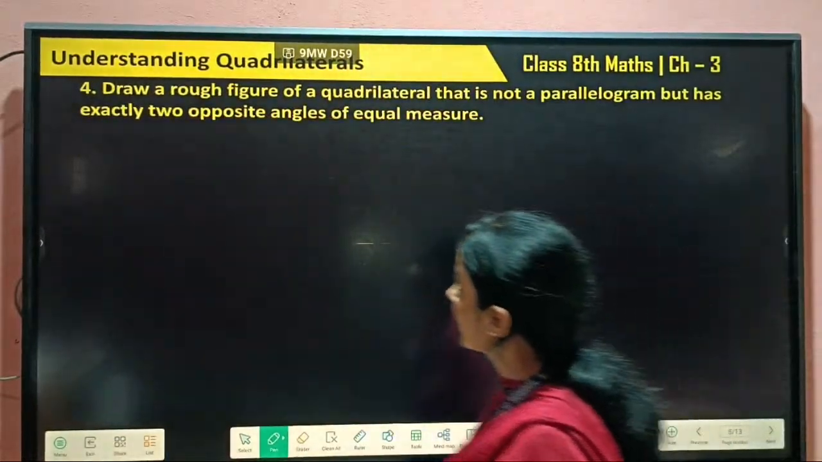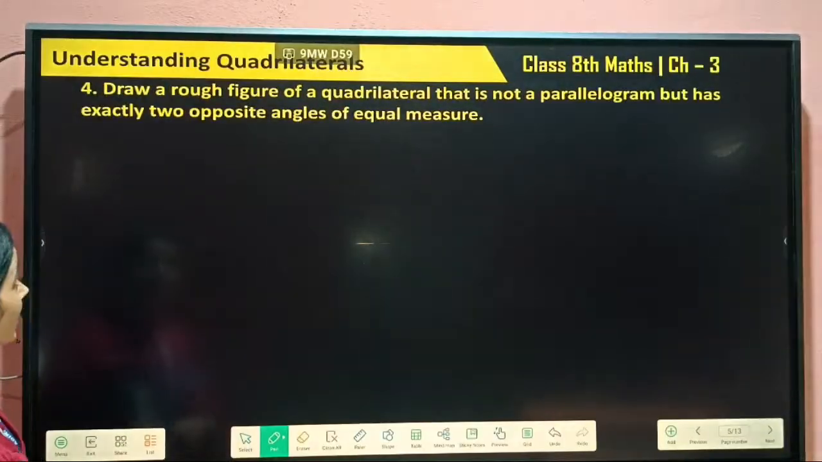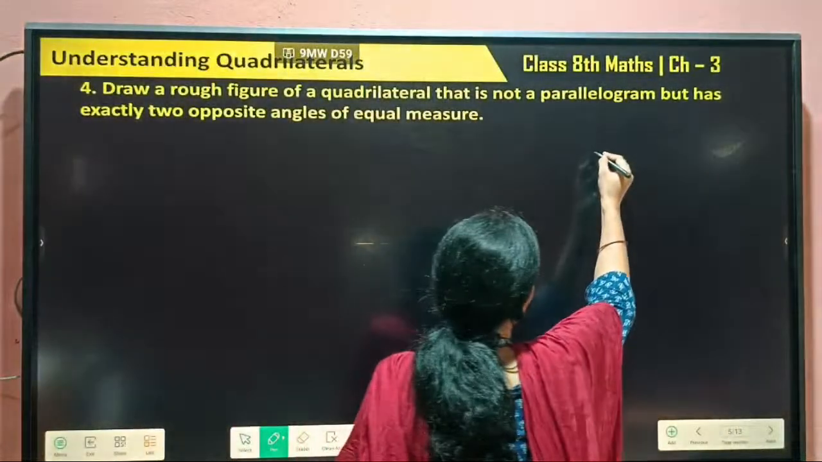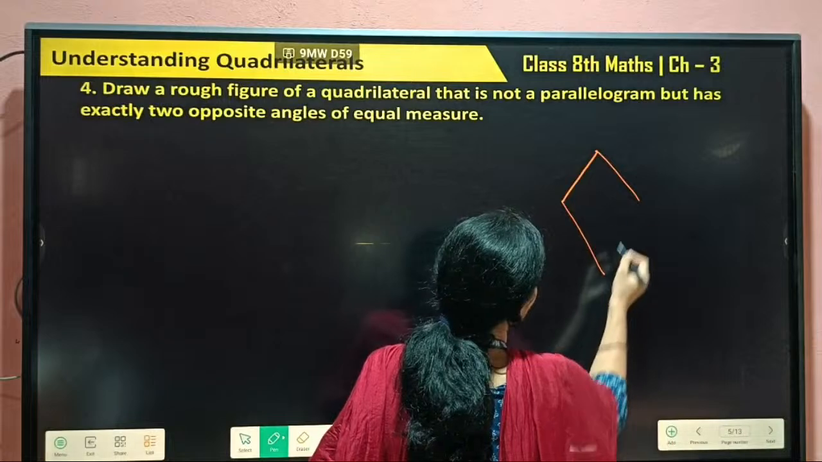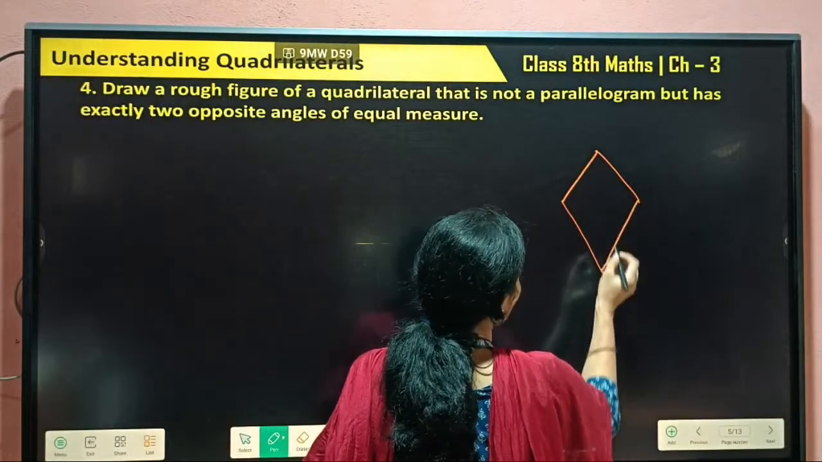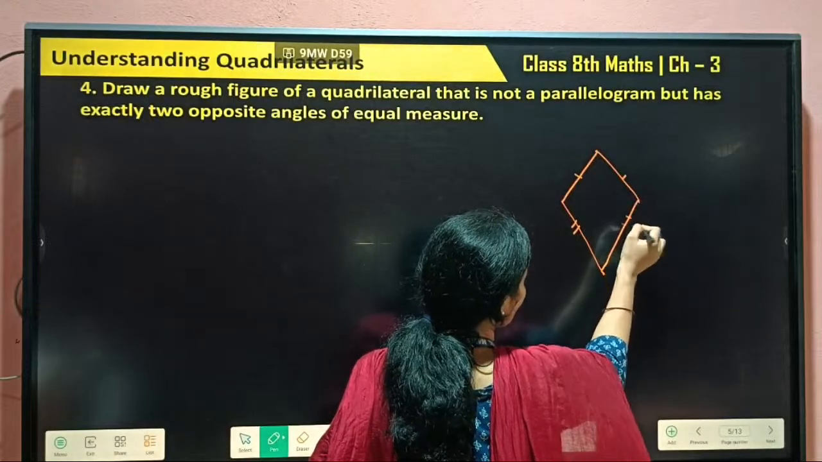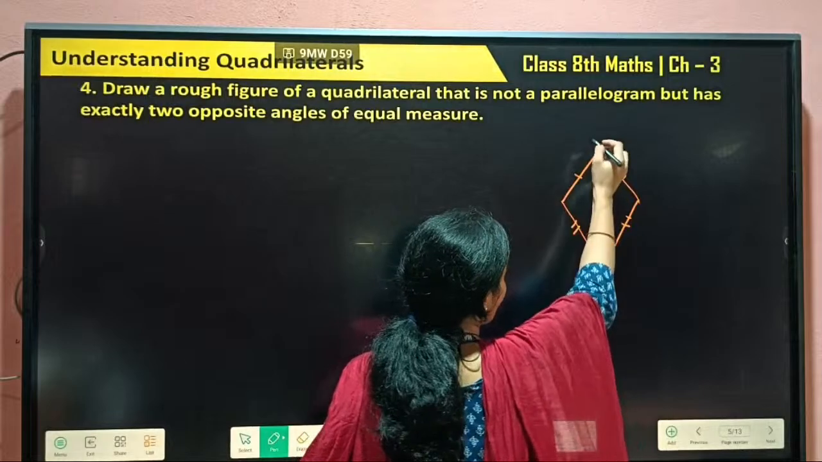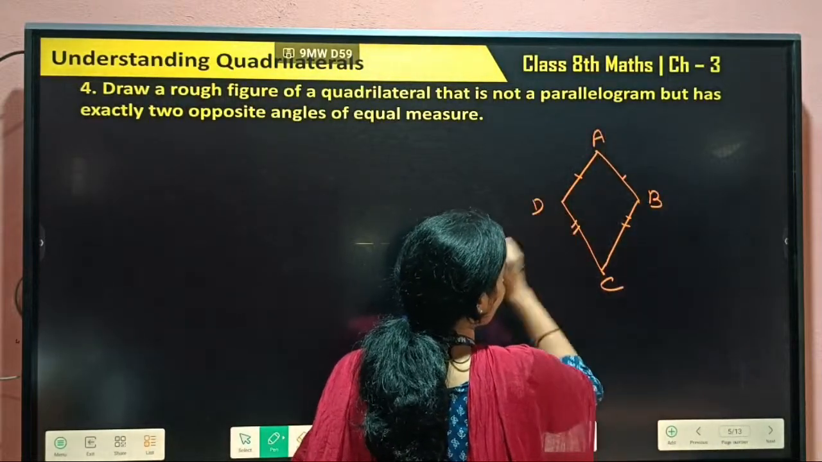Next is draw a rough figure of a quadrilateral that is not a parallelogram but has exactly two opposite angles of equal measure. We have studied properties of a kite. In a kite, two consecutive sides are equal. This side is equal to this one, and this side is equal to this one. Name them A, B, C, and D.